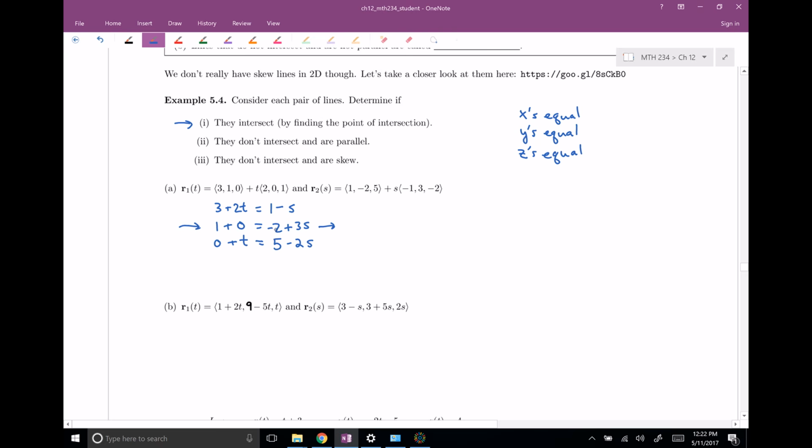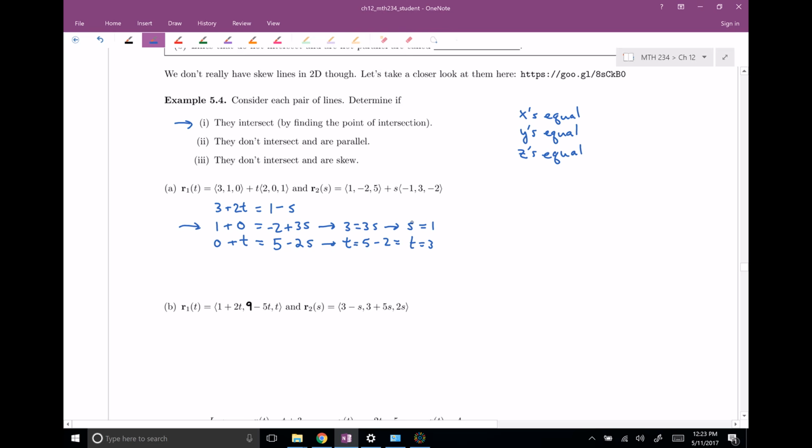Solve it for s. I would have 3 is equal to 3s. So my only hope is if s is equal to 1, right? So I need s to be equal to 1. If s is equal to 1, maybe I can use that down here, right? So I have t is equal to 5 minus 2s. So 2 times 1, that would be 2. So 5 minus 2 is 3. So t would be equal to 3.